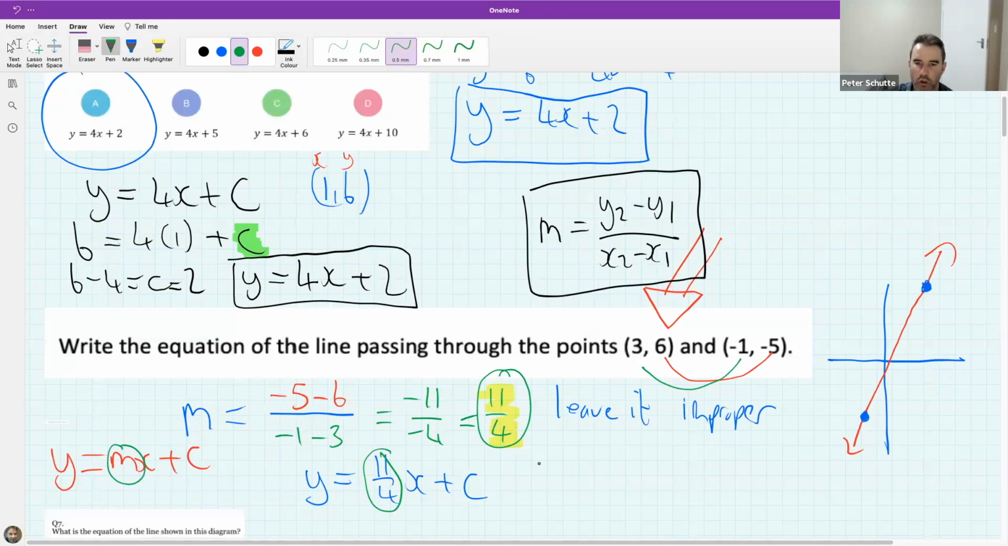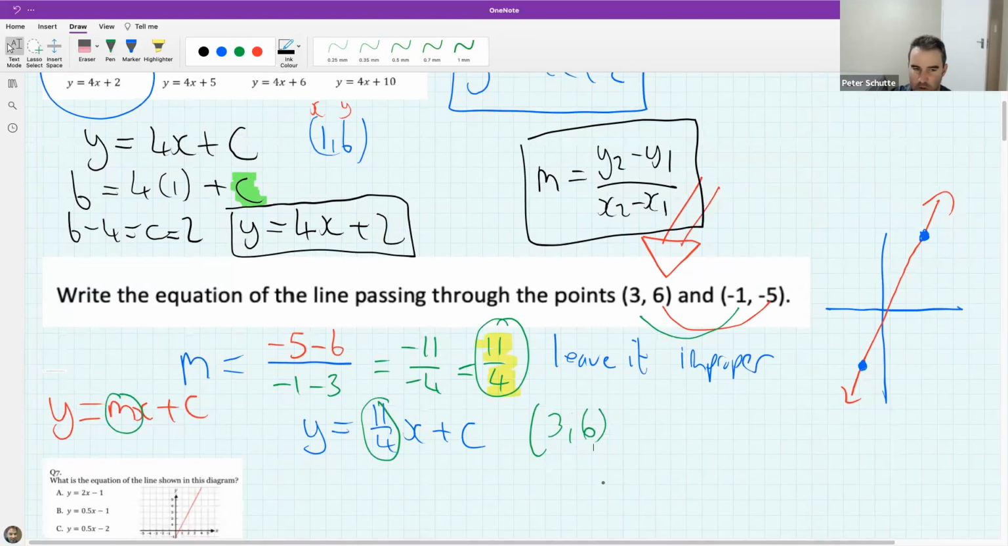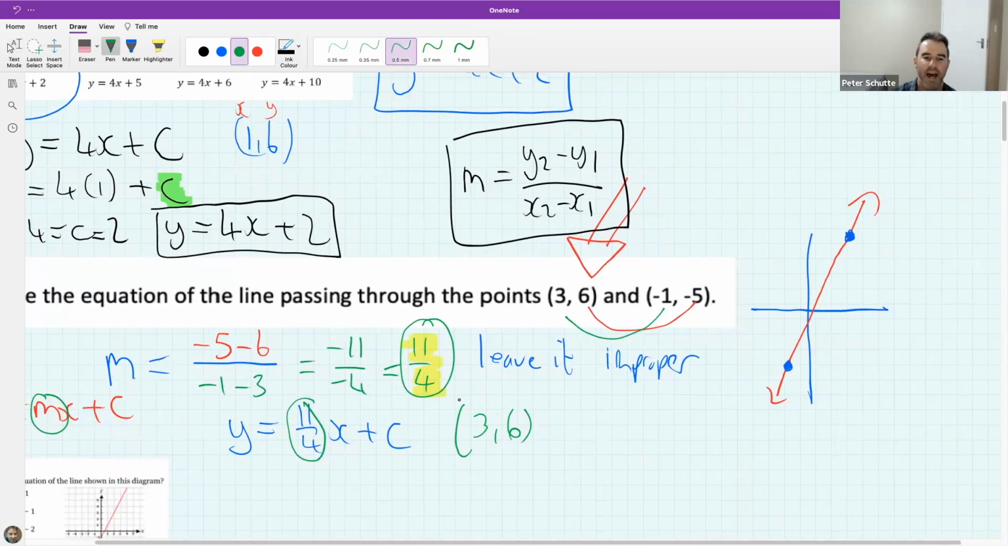So all you do is you choose one of the points, and I'm going to choose the point (3, 6) because it looks nice and simple to me. And now I'm going to sub that point into the y and the x, so that I can get c. Oh, thank you, sir. Thank you very much. You're on top of things.